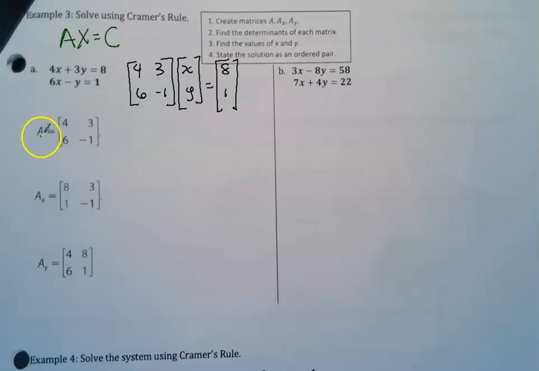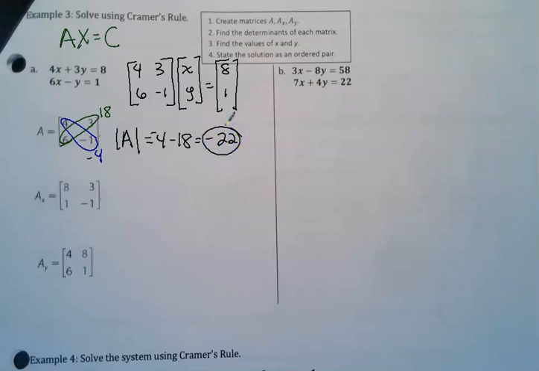So we want to find the determinant of A. We're going to take our major diagonal here. I don't like using that highlighter, sorry, so let me erase it. So we're going to take 4 times -1, which is -4. 6 times 3 is 18. So -4 minus 18 equals -22. That's our determinant of A.